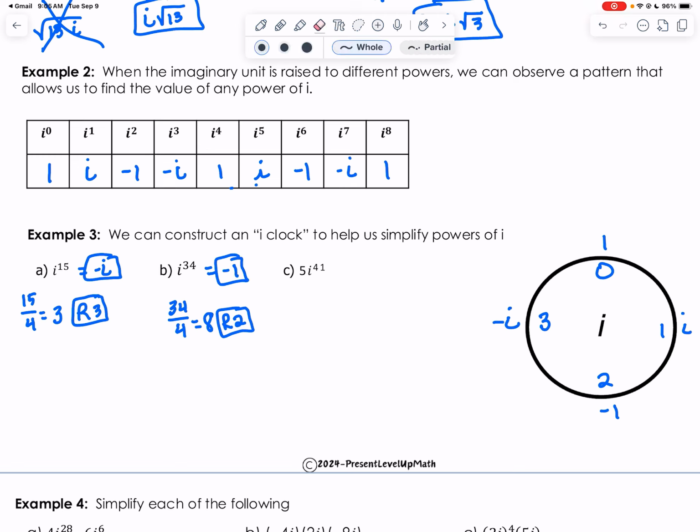Problem C, we have 5 times i to the 41st power. So this is going to be 5 times something. To figure out what i to the 41st power is, we're going to take 41, divide it by 4, and that would be 10 remainder 1. So when our remainder is 1, it simplifies to i. So this would be 5i. Now, we'll be referring back to that clock on our next set of problems, so keep it handy.